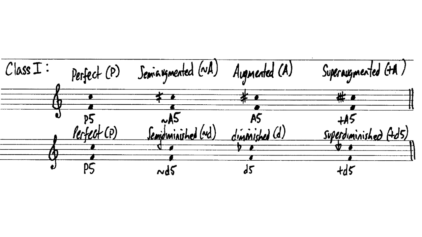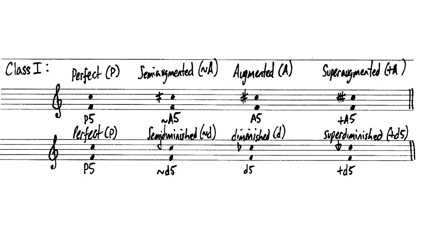So let's say we want to write the shorthand name for a semi-diminished fifth. I would write it as tilde, lowercase d, 5. If I want to write this interval of a C to an F semi-sharp, that would be tilde, capital A, 4, or a semi-augmented fourth.